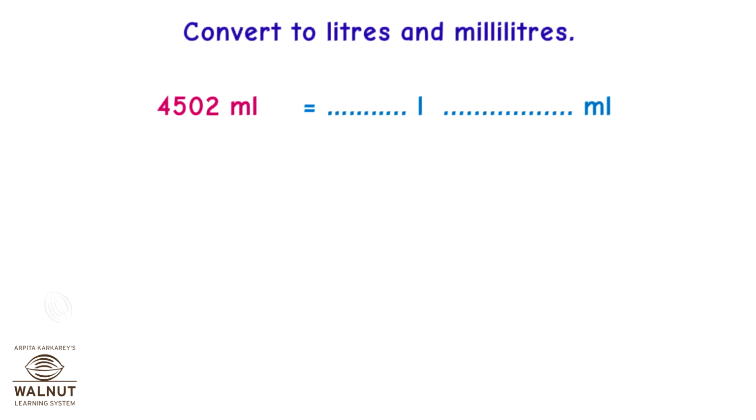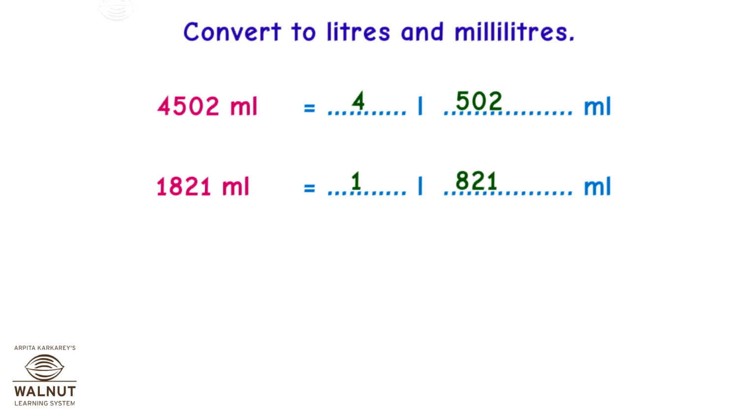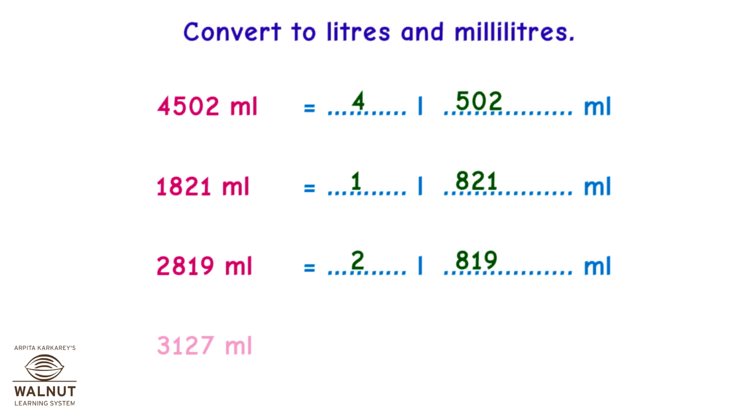4,502 ml is equal to 4 liters and 502 milliliters. 1,821 ml is equal to 1L and 821 ml. 2,819 ml is equal to 2L and 819 ml. 3,127 ml is equal to 3L and 127 ml.